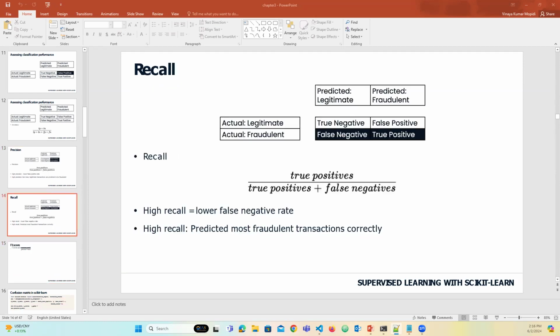Recall. Recall is the number of true positives divided by the sum of true positives and false negatives. This is also called sensitivity. High recall reflects a lower false negative rate. For our classifier, it means predicting most fraudulent transactions correctly.